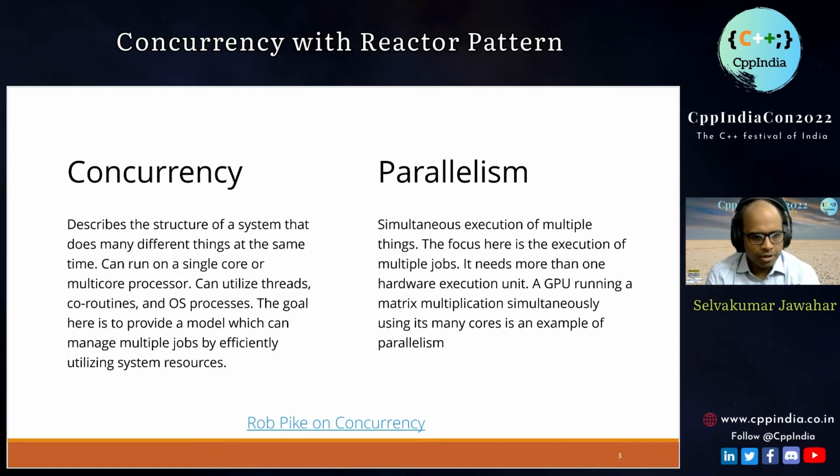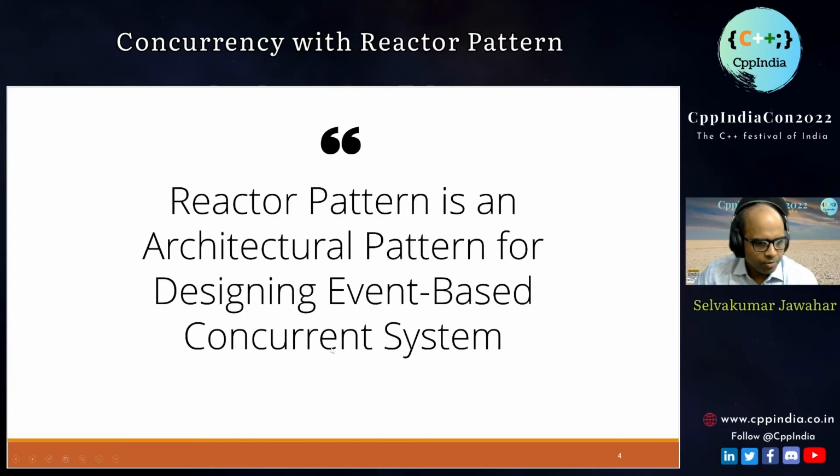So typically concurrency can happen on a single core processor as well, and parallelism typically requires more than one execution unit. So it could be multiple CPUs, GPUs, which is doing some number crunching, and that's parallelism. So why do these two concepts need to be clear before we start the reactor pattern? Because the reactor pattern is an architectural pattern, and it's for designing event-based concurrent systems.